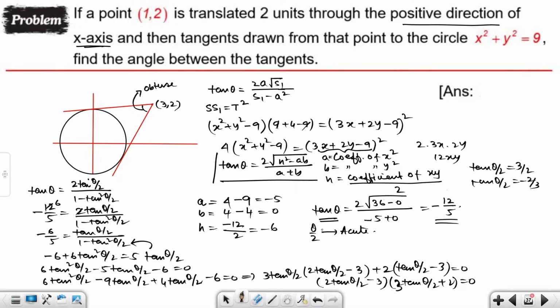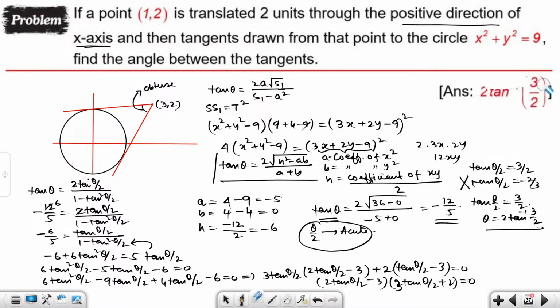But as we know that theta by 2 is an acute angle, hence tan theta by 2 cannot be minus 2 over 3. Therefore, your tan theta by 2 is coming to 3 over 2. Therefore, theta is 2 tan inverse 3 by 2. That's it. This is simply to get the answer in the positive value. Otherwise, you could have left the answer over here only, minus 12 over 5. Is it clear now? So the angle between the tangents is 2 tan inverse 3 by 2.